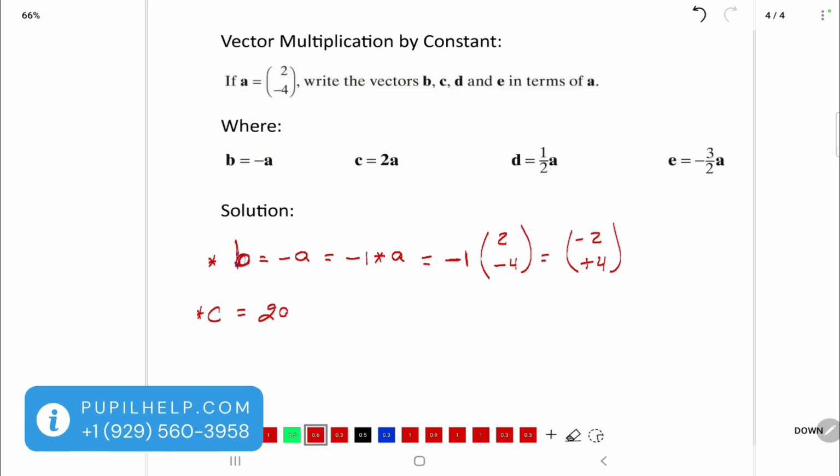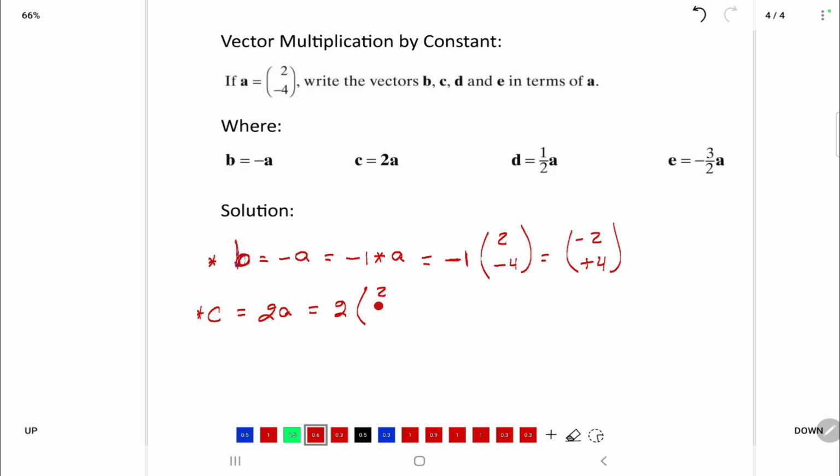Now, C. C equals what? Equals 2A. That means I multiply A by 2, so it will be simply like this. In this case, it is 2 multiplied by 2, and 2 multiplied by minus 4. And this will be 2 by 2, it is 4, 2 by minus 4, it is minus 8.